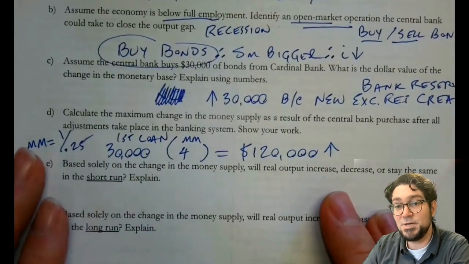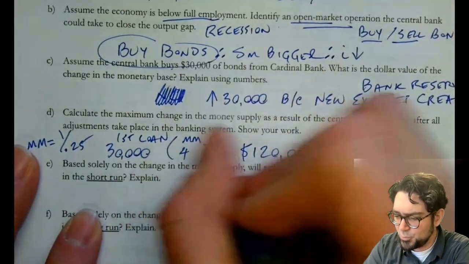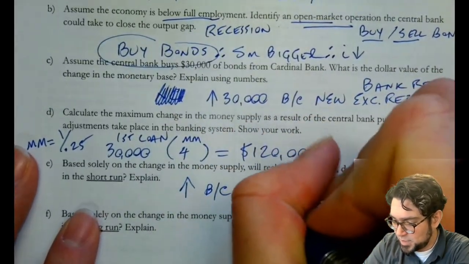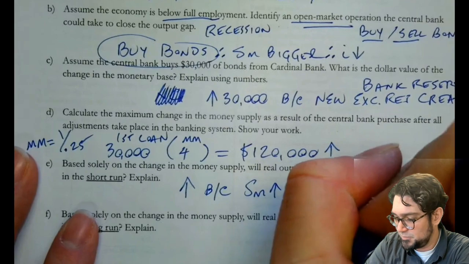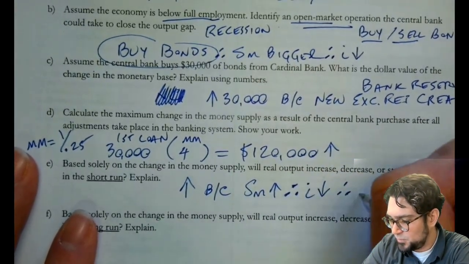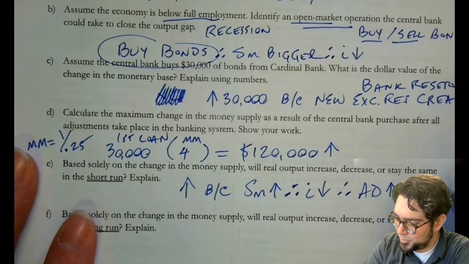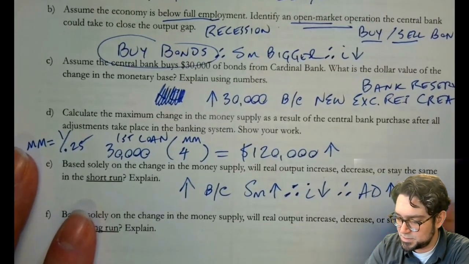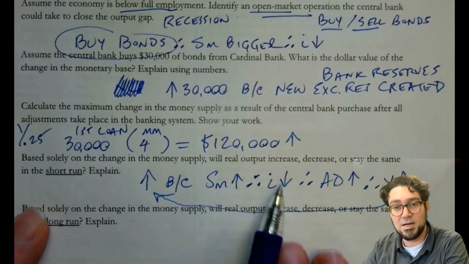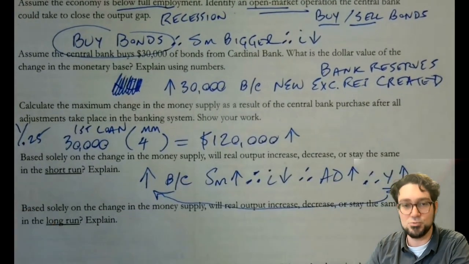Based solely on the change in the money supply, will real output increase, decrease, or stay the same in the short run? Explain. Well, we would say that it will increase because the supply of money increased, therefore interest rates went down, therefore aggregate demand went up, and therefore output goes up. It's really just saying supply of money going up makes it cheaper to borrow, which is going to increase spending in the economy, and thus output would rise.